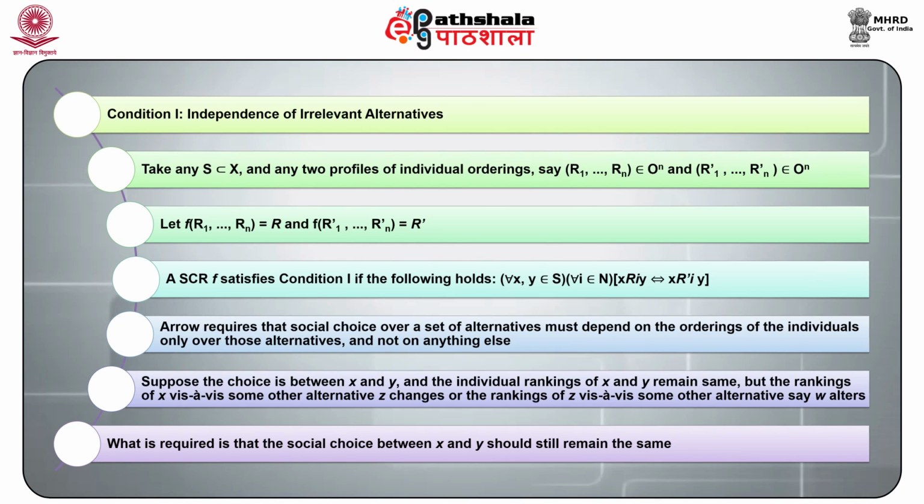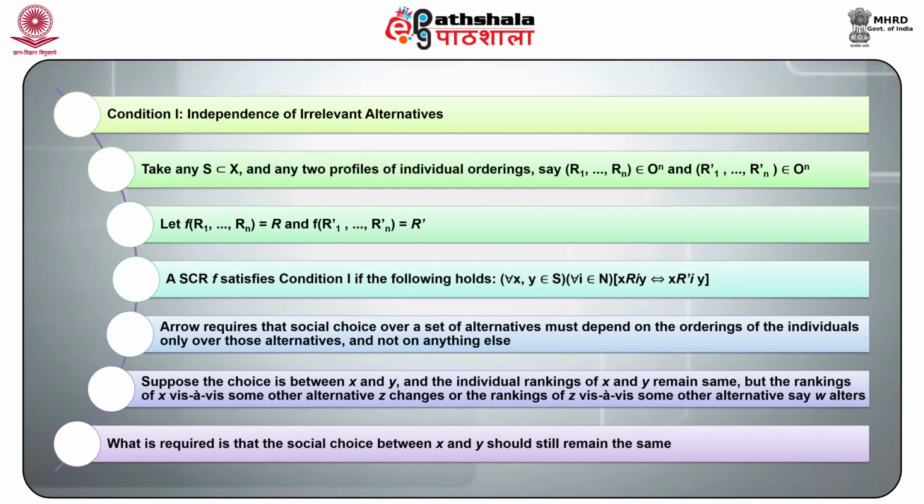Take any S, a proper subset of X, and any two profiles of individual orderings, say R1 till Rn belonging to On and R'1 till R'n belonging to On. Let f(R1 till Rn) equal R and f(R'1 till R'n) equal R'. A SCR f satisfies condition I if the following holds: for all x and y belonging to S and for all i belonging to N, x Ri y if and only if x R'i y.